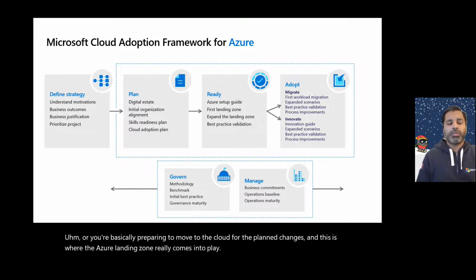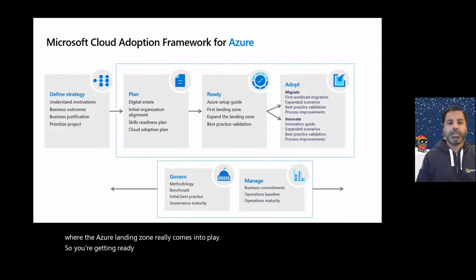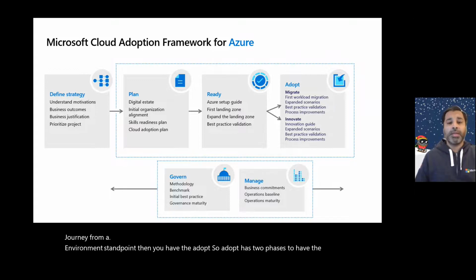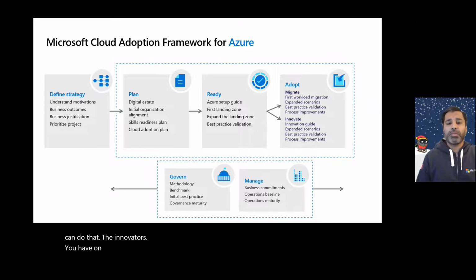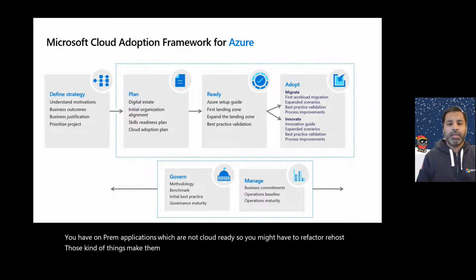So you're getting ready to start on the Azure journey from an environment standpoint. Then you have the adopt. So adopt has two phases. You have the migrate or innovate. The migrate is mainly if you want to do a lift and shift, move as is, you can do that. The innovate is you have on-prem applications which are not cloud ready, so you might have to refactor, rehost, those kinds of things, make them modernized for the cloud, which does take a lot of time.